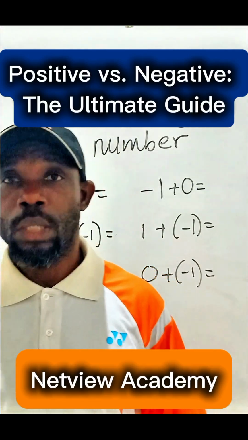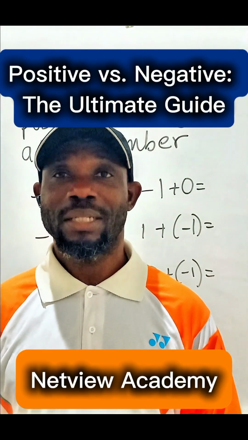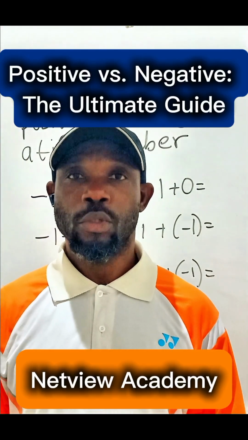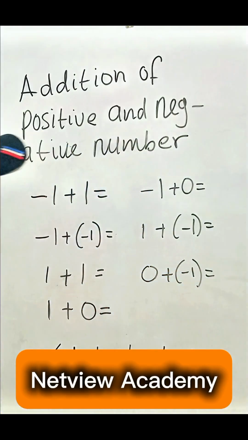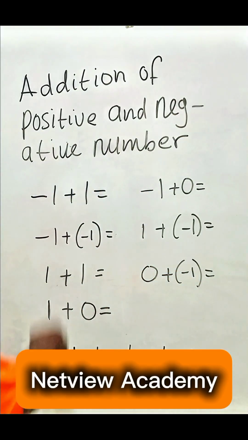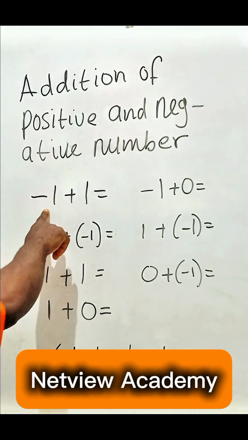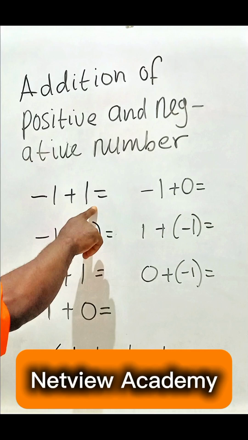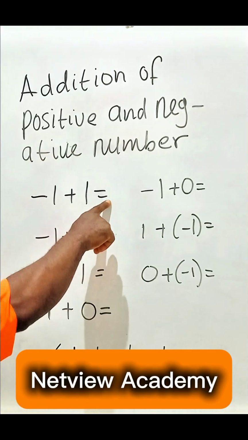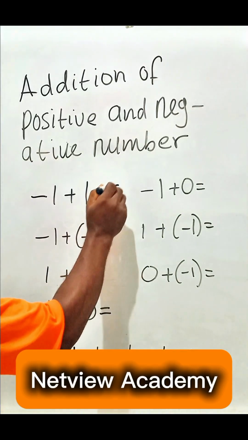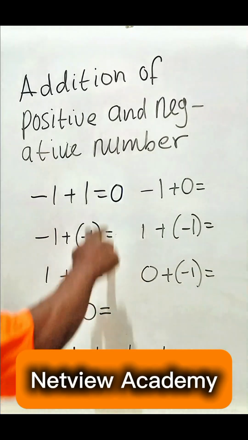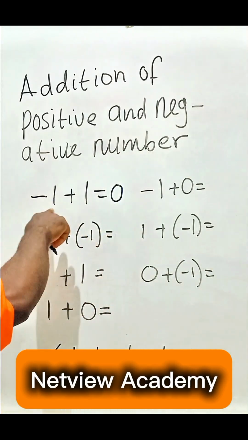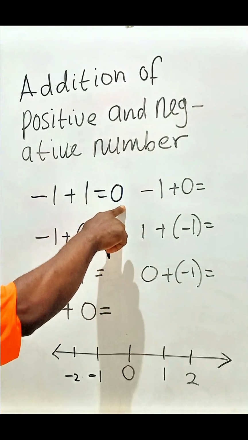In this video, I'm going to show you how to perform addition operation on positive and negative numbers. So in the example we have on the board, -1 plus 1 is equal to 0. So how did we arrive at this 0? -1 plus 1 equals 0.